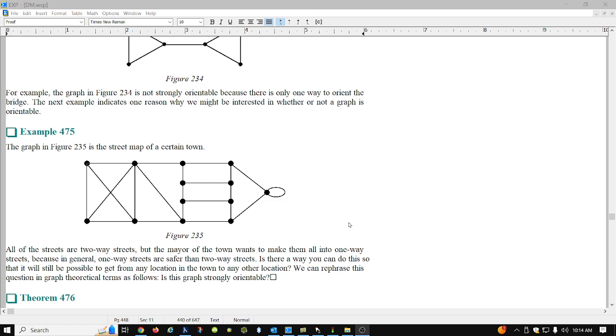Well, can you do that? Can you orient this graph so that you can still reach from any location to any other location following one-way paths, one-way streets? So the question comes down to, is this graph strongly orientable or not?